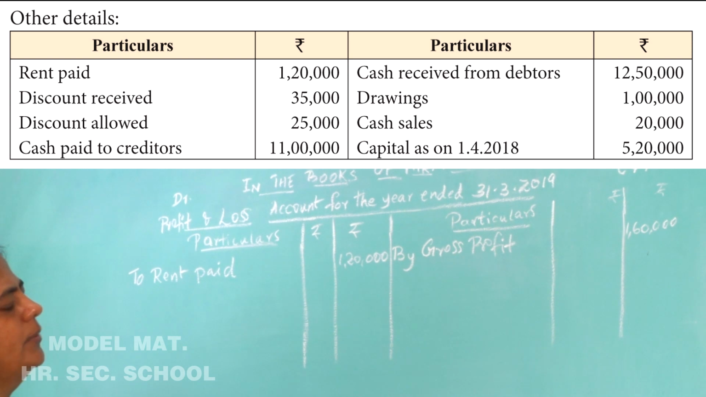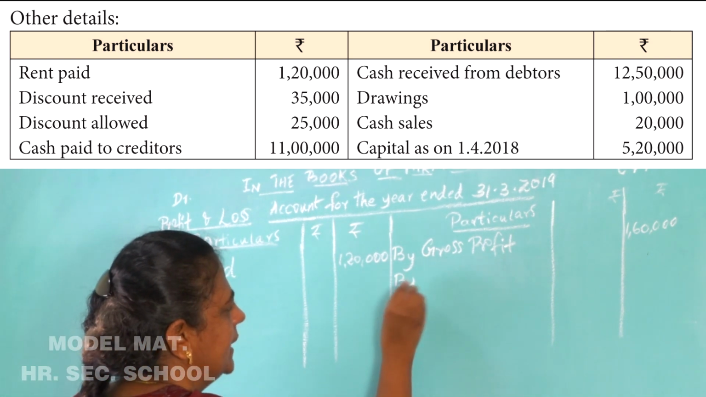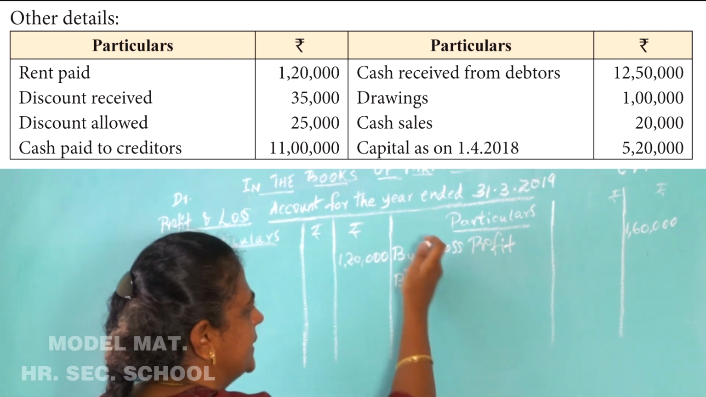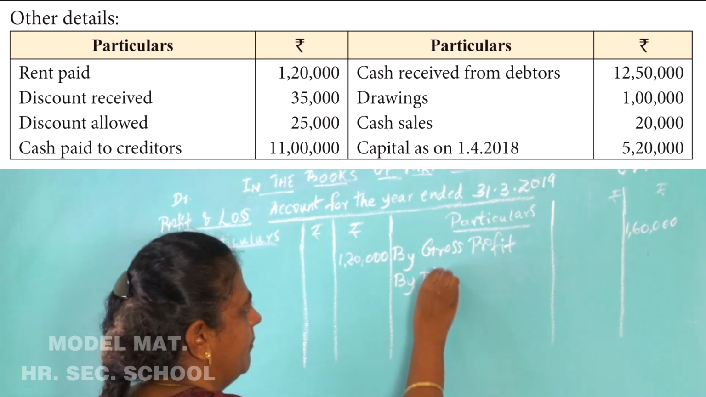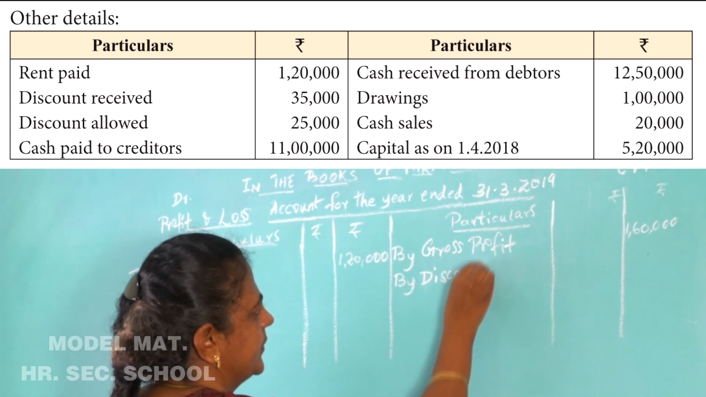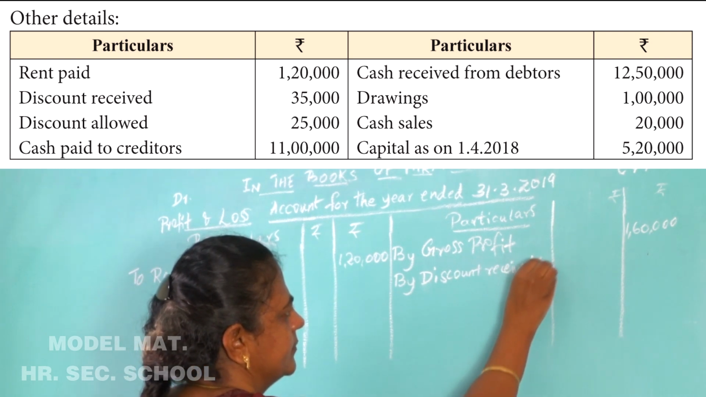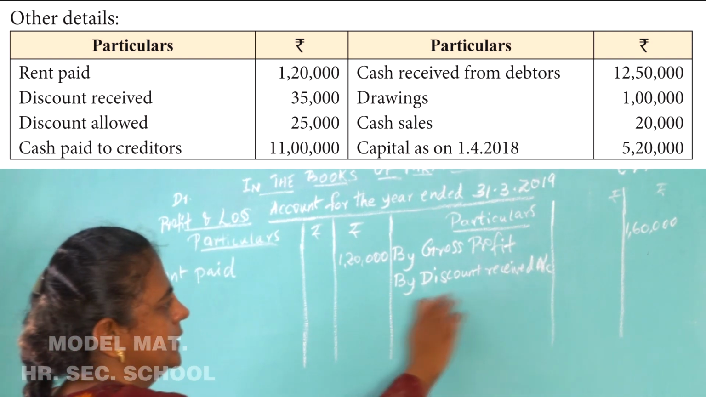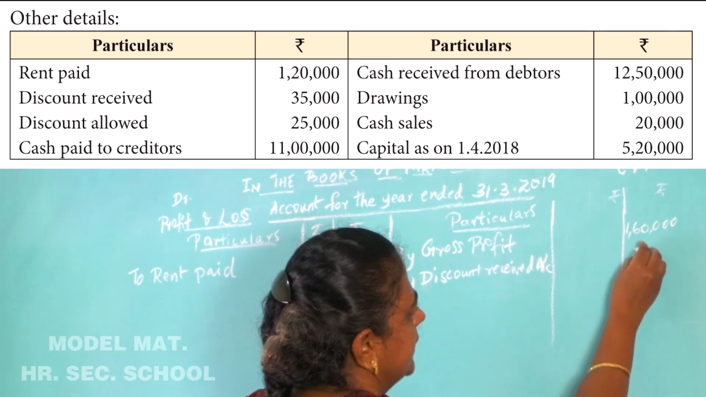Next is discount received. Discount received is an income, credit all incomes. So, write here by discount received. All incomes should be credited. Discount received is an income, so put it on the credit side, 35,000.